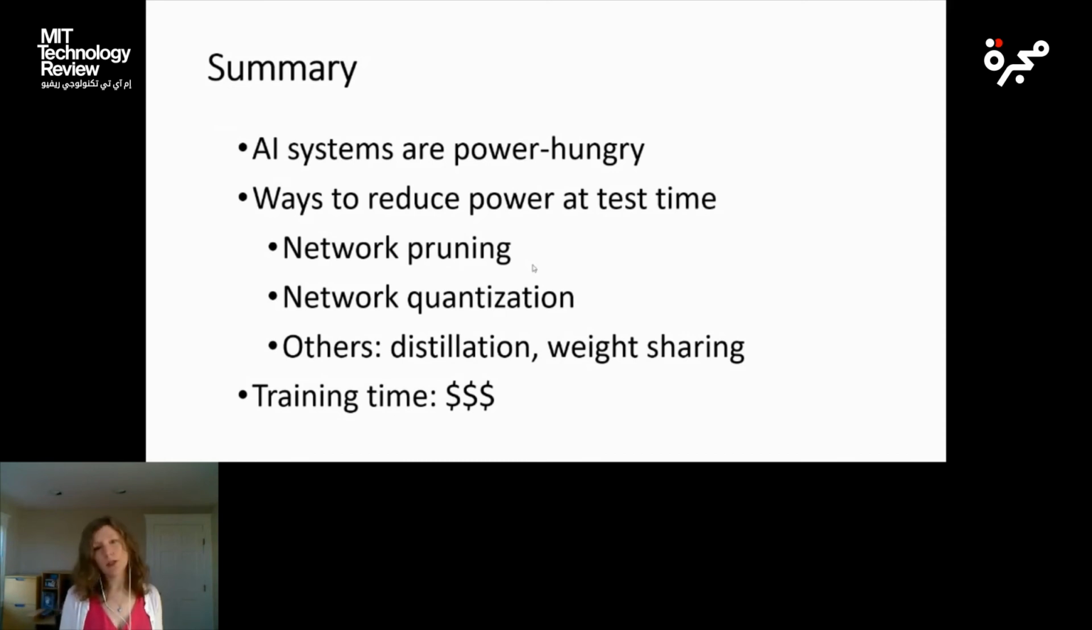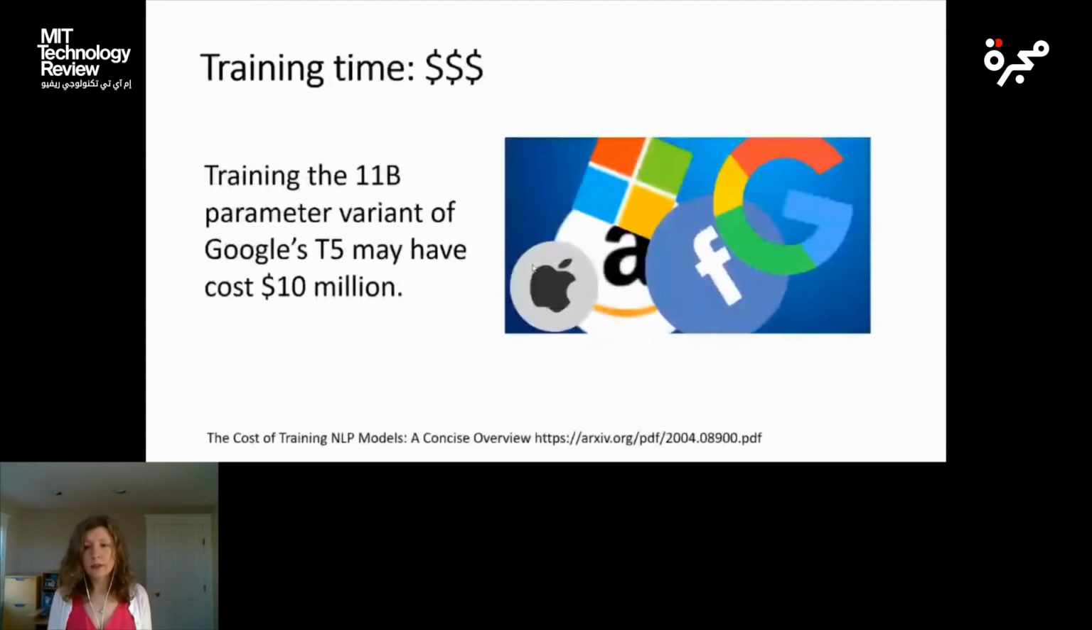And the last thing I want to mention is, even though training happens once or a couple times, that's not most of the lifetime of a model. Most of the lifetime of a model is testing. But I still think that training cost is important because of even the monetary cost. For example, by some estimates, to train this language model called T5, it might have taken something around $10 million of compute cost to train this 11 billion parameter model.